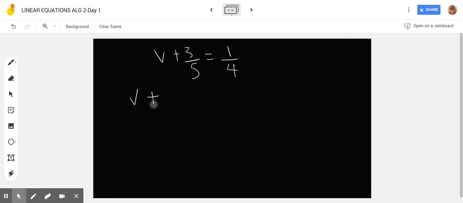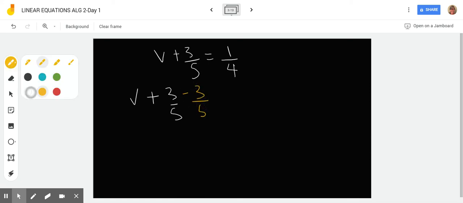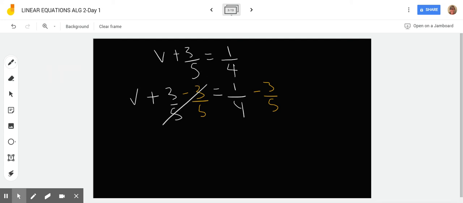So V plus 3/5, and now I'm going to subtract 3/5 from both sides. Okay, equals 1/4. And whatever we do to one side, we must do to the other, correct? Because it's an equation. All right, so now these two are going to cancel out, and then we are going to get V equals, notice I didn't write it under there, I kept my equal signs in line. And now here's a problem.